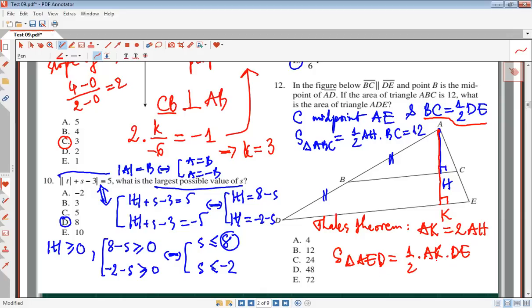And so we have here 1 second times 2 times AH, 2 times BC. We can easily see that the area of triangle ADE is 4 times the area of triangle ABC, and the final result is 4 times 12. It is 48. Option D.